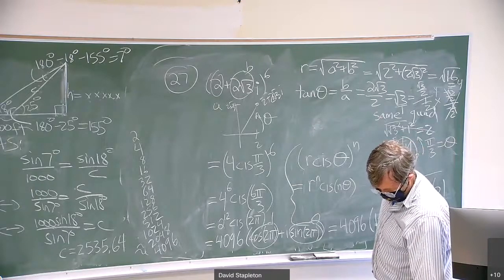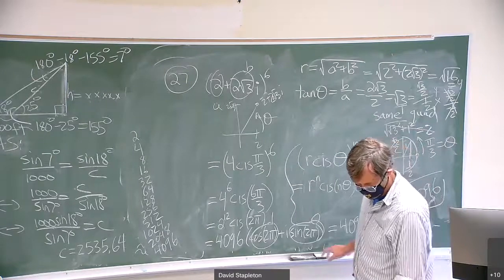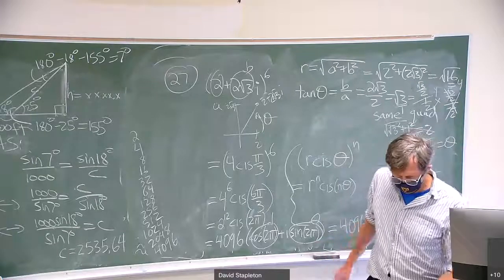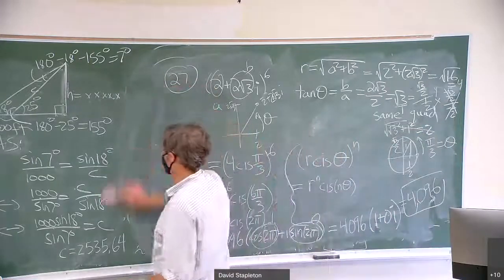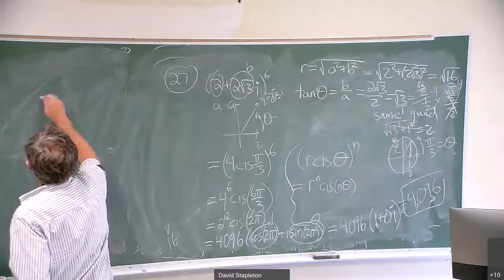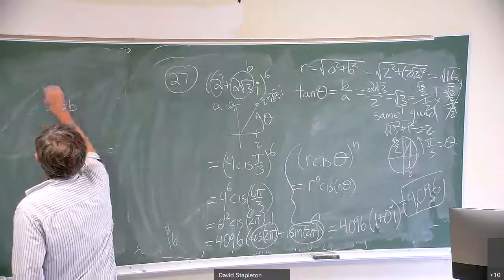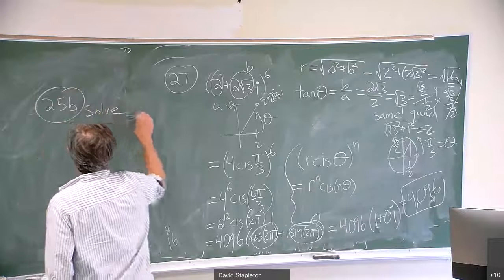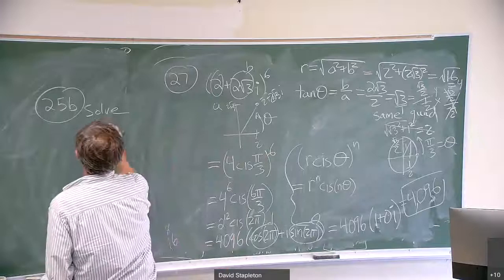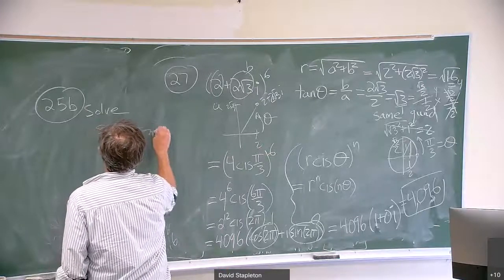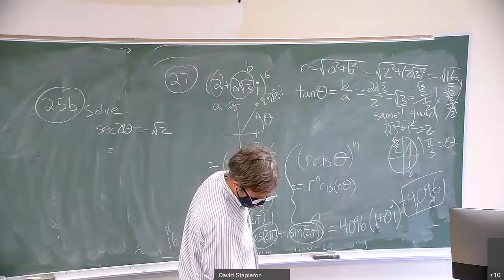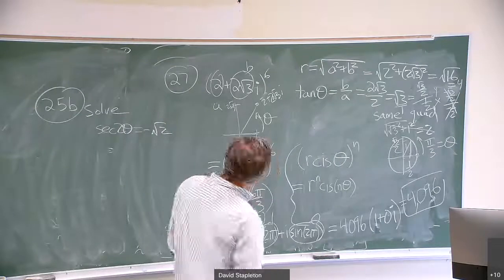Well, I want you to be able to solve trigonometric equations. For instance, suppose I said secant of 2 theta is minus square root 2. Can you solve that? That's 25b. This is the last problem, I think. Solve secant 2 theta equals minus square root 2 on the interval 0 to 2 pi.